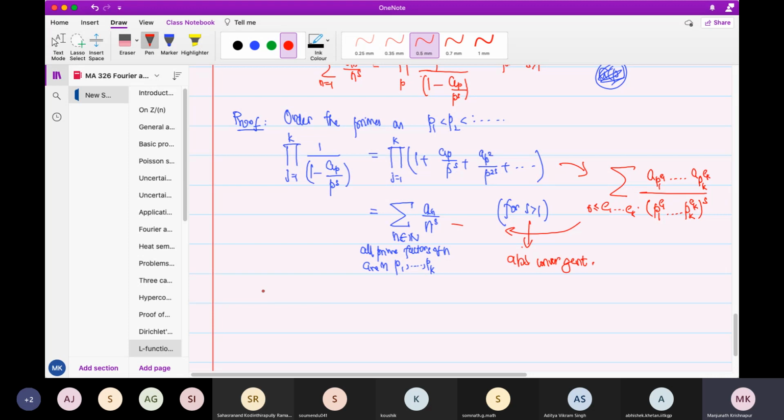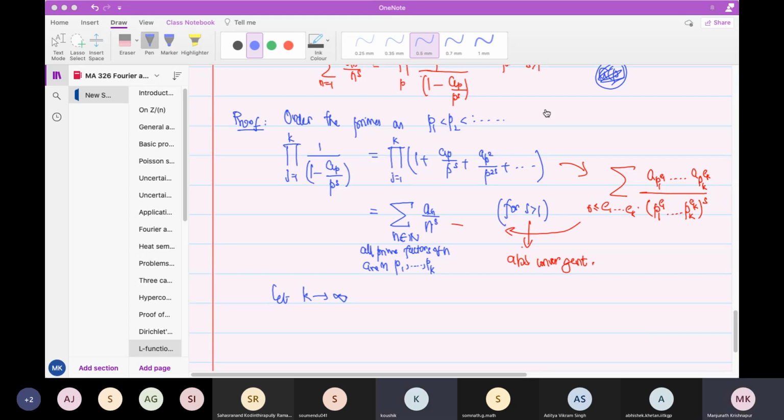Now let k go to infinity. I'm out of time, so let me complete it next time rather than rush it. When k goes to infinity, here you get the infinite product. Here the restrictions become smaller and smaller and you get the sum over all n. There's nothing subtle as far as I can see.